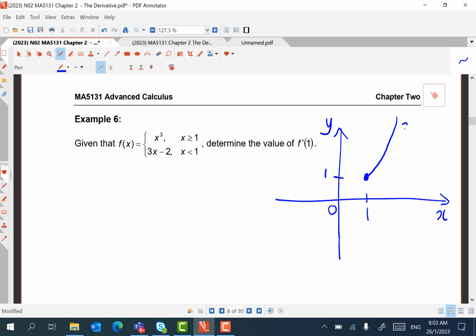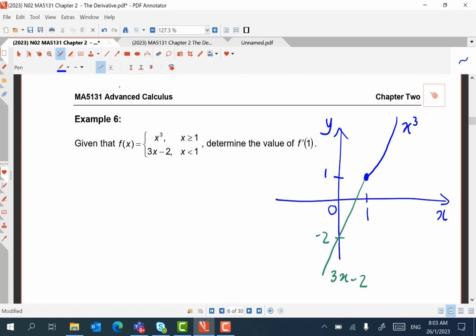Okay, so there's the part that's x cubed. Then there's the other part where it cuts at minus 2, and that part is actually a straight line, which is 3x minus 2. So looking at this portion here, there's maybe a sharp turn, I am not sure, we do not know, we got to verify this. So we're going to do our calculation to check things out.